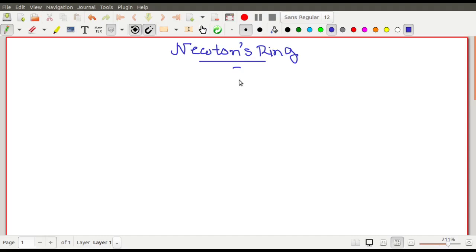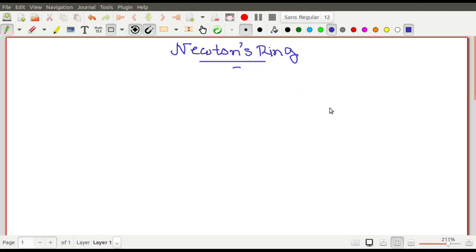and definitely, as the name suggests, the ring. So why are the fringes circular in nature? That is everything we will try to understand in this particular class. So the experimental arrangement: let me first draw the experimental arrangement of the Newton's ring experiment. So it is something of this particular nature.